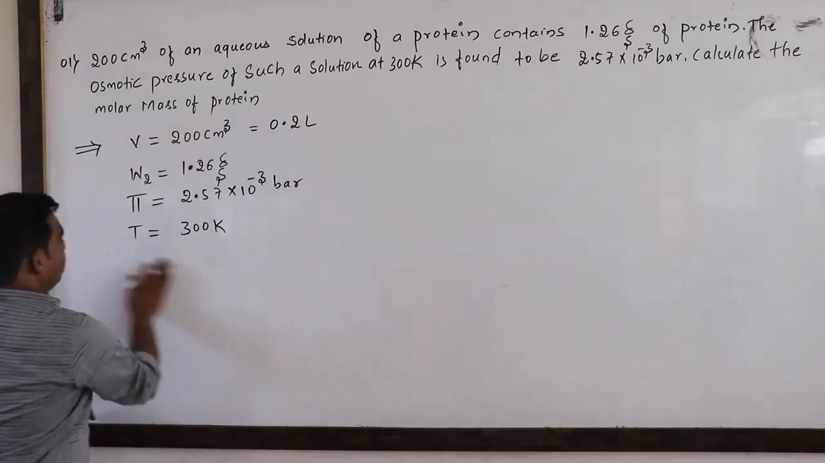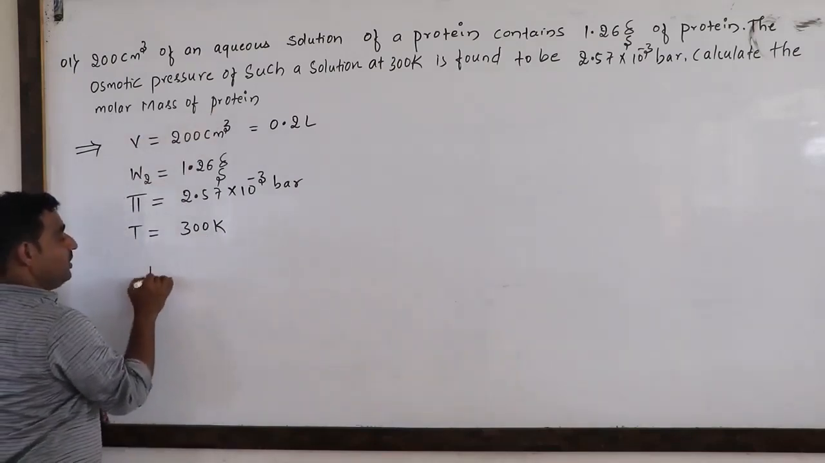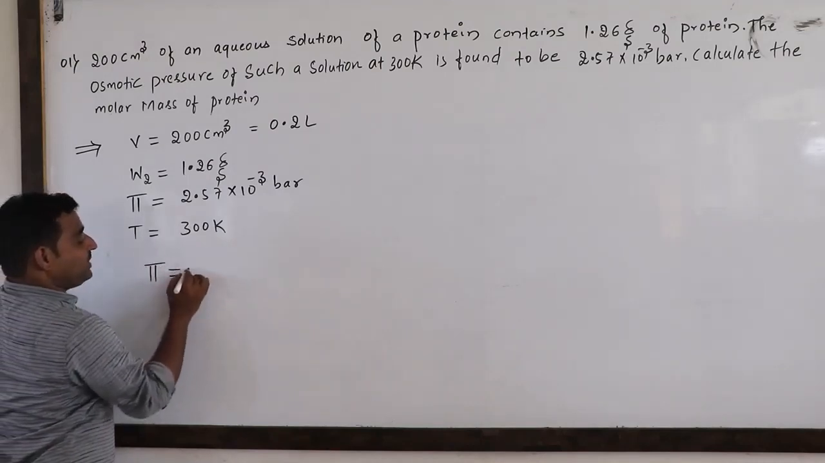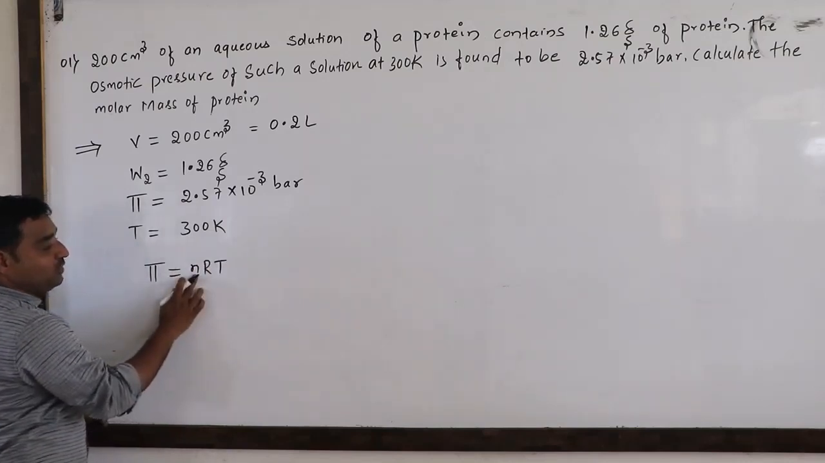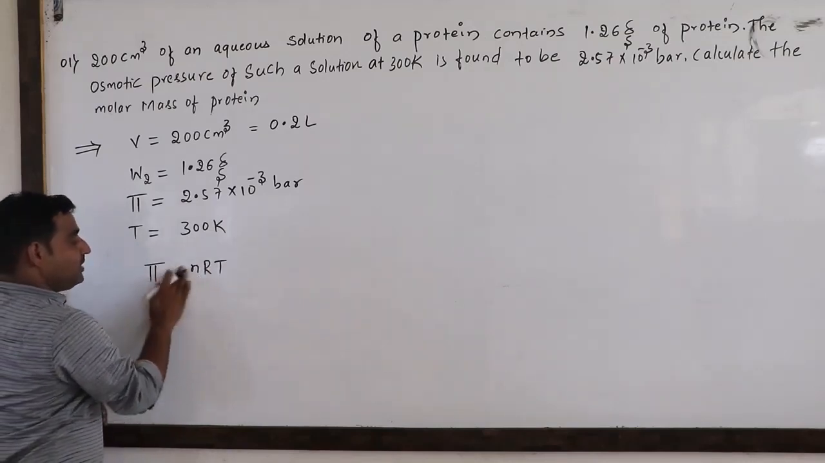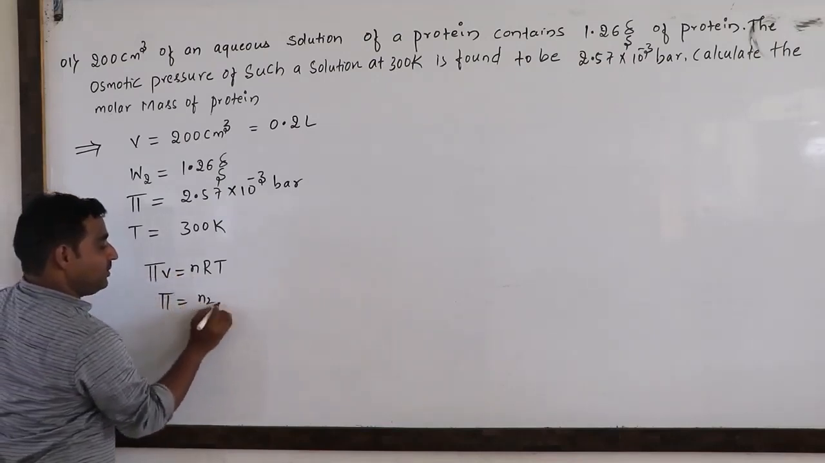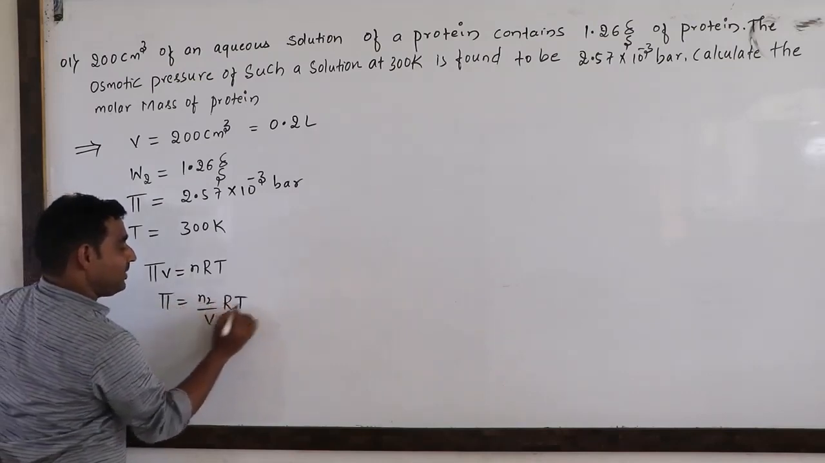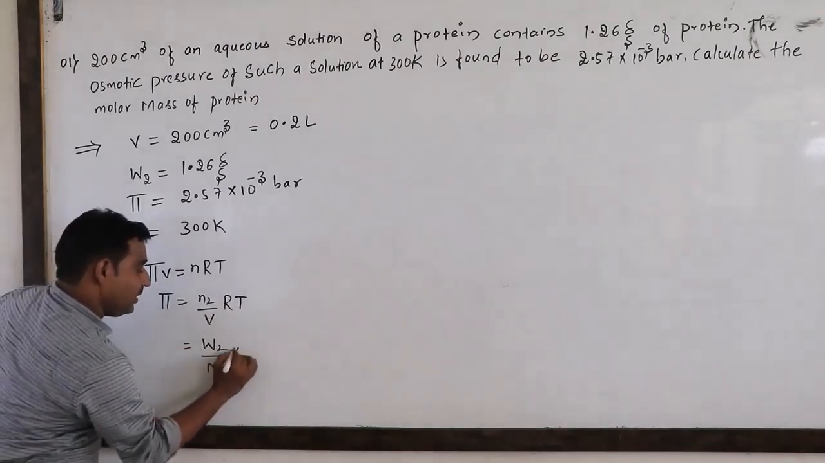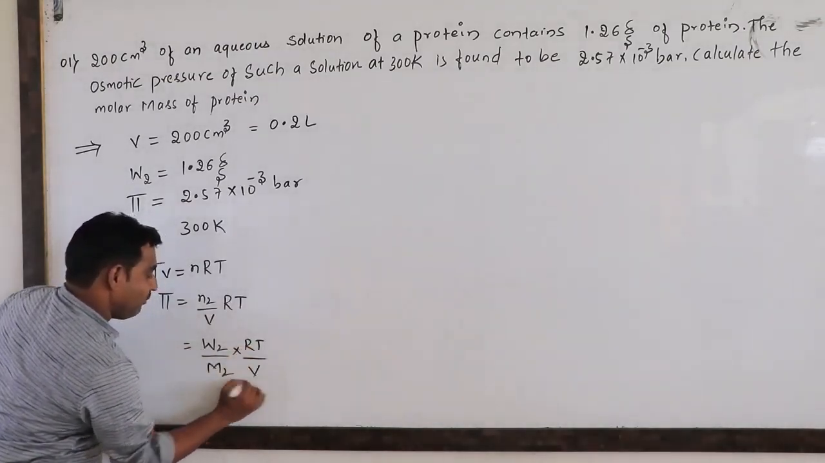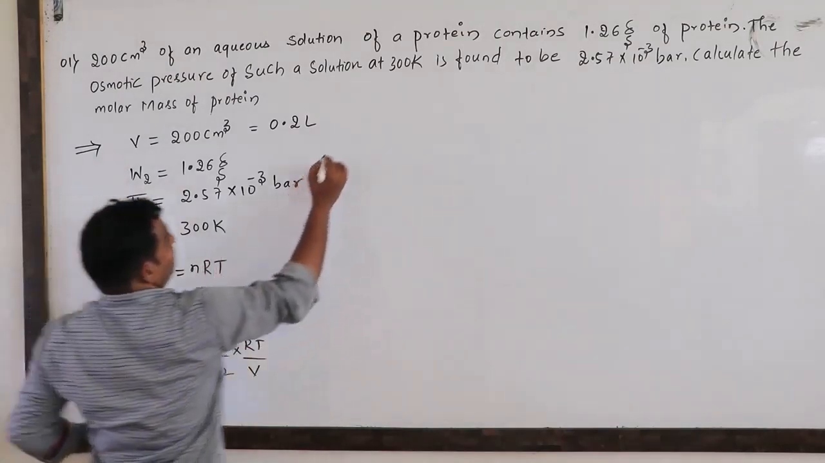So the molar mass of protein is equal to, as we already know the formula for osmotic pressure, pi V is equal to nRT. n means the number of moles of solute. Pi is equal to n2 divided by V into RT. n2 means W2 divided by M2, into RT divided by V, is equal to pi. What we want now is the molar mass of solute, M2, question mark here.